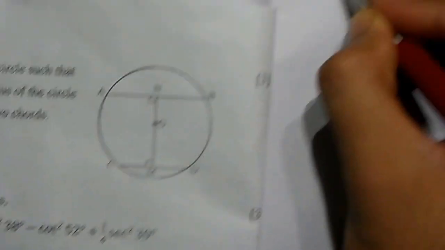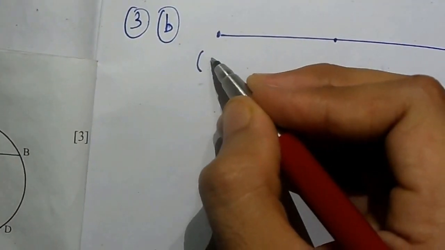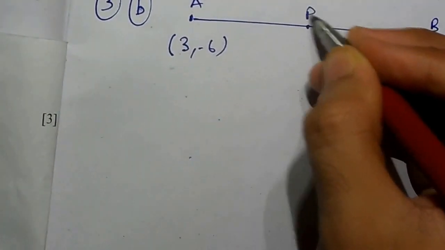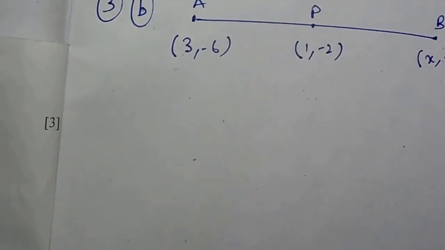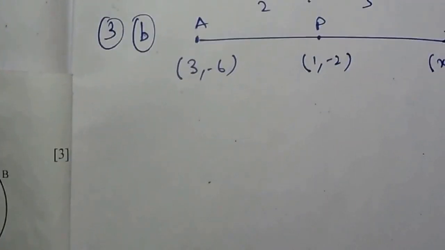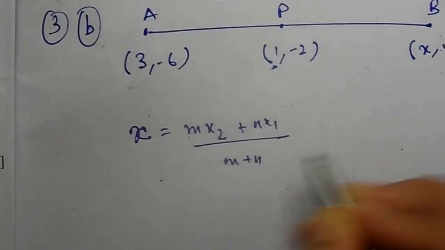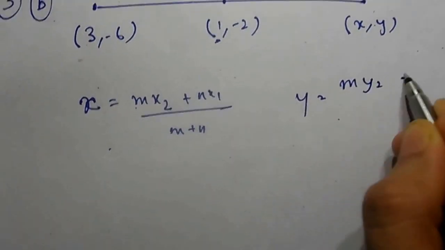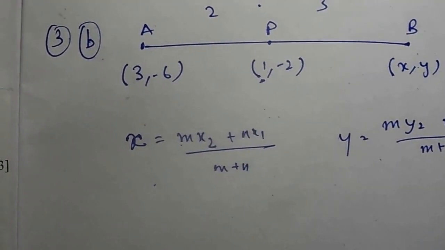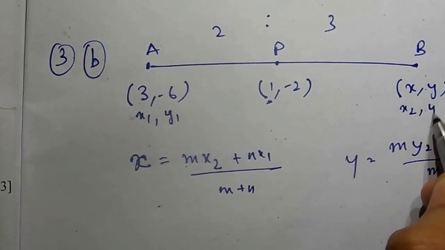So let's go. Okay, now let's plot some points. 3, minus 6, that will be A. x, y, that will be B. And P is 1 and minus 2. And the ratio is given 2 is to 3. Now, what does the section formula say? x equals mx2 plus nx1 divided by m plus n, and y equals the same thing, my2 plus ny1 divided by m plus n. Now what is m, n, x1, x2, and so on. So this is x1, this is our y1, this is x2, and this is our y2.